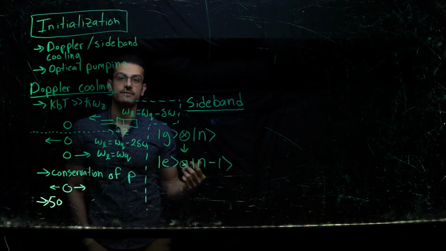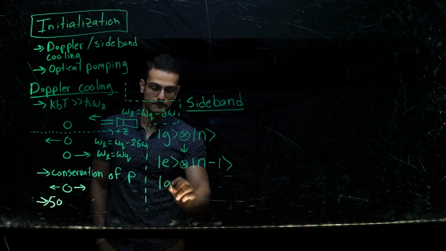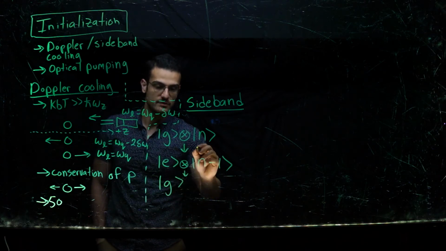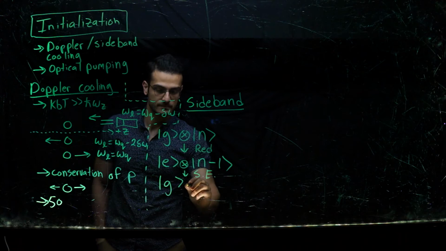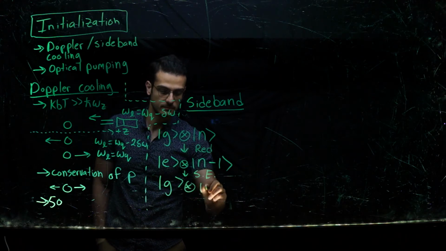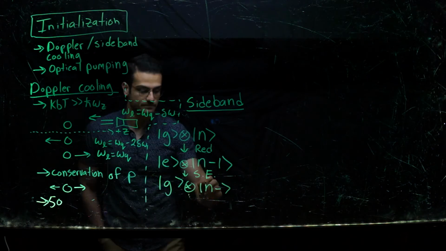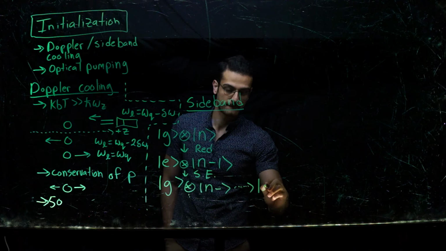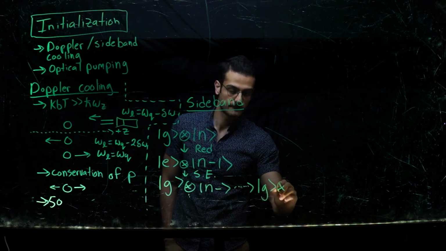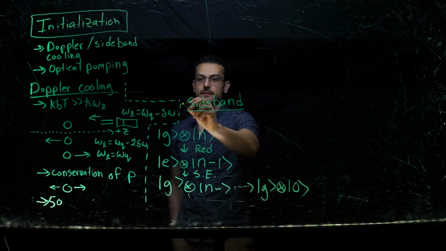And now we just wait for spontaneous emission to occur. And in doing so, this was from a red sideband pulse. This is from spontaneous emission. Okay? And we repeat this process again and again till we get to our absolute ground state.